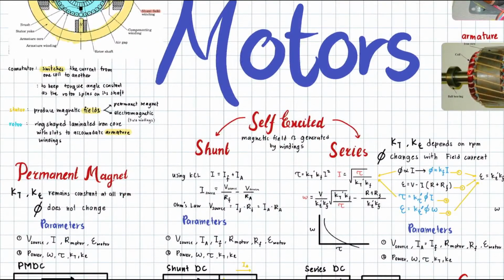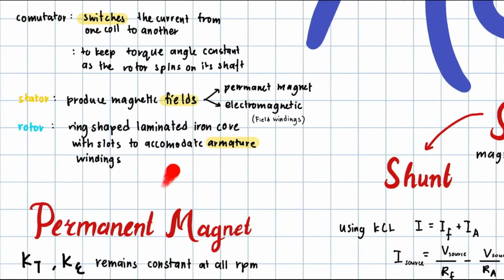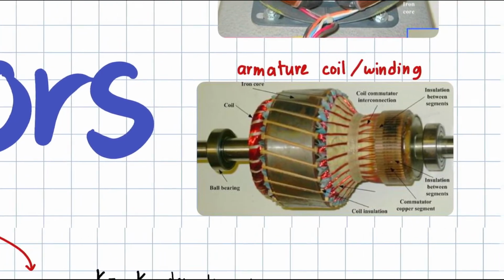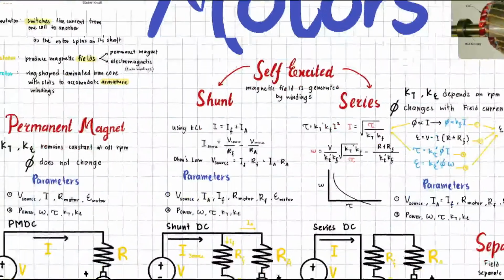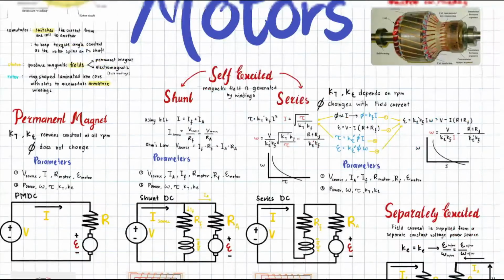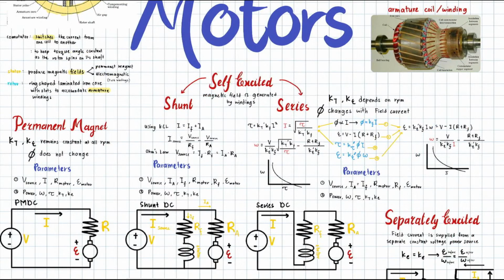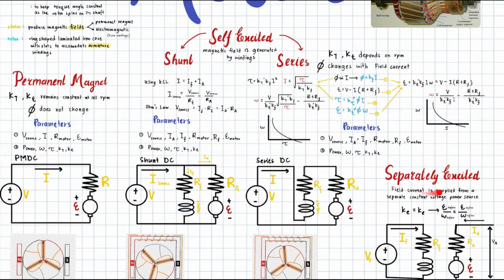Okay, so a rotor is a ring-shaped laminated iron core with slots to accommodate the armature windings. This is the rotor. This is the one attached to the shaft that will be moving around. Okay, so there are permanent magnets, self-excited motors, shunt and series, and a separately excited motor. Separately excited motor, my bad.